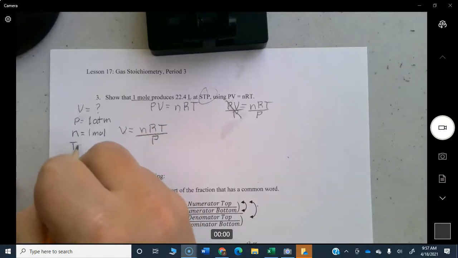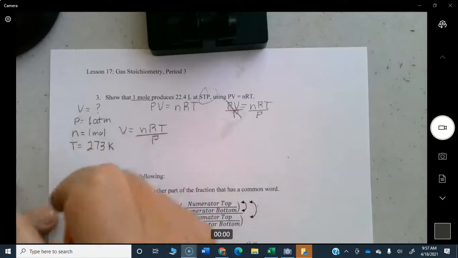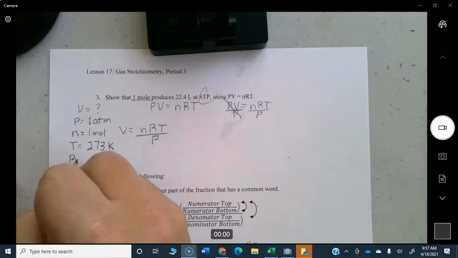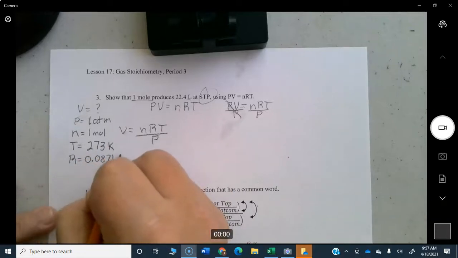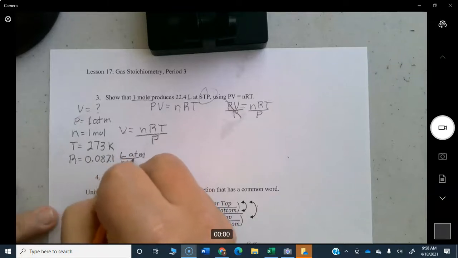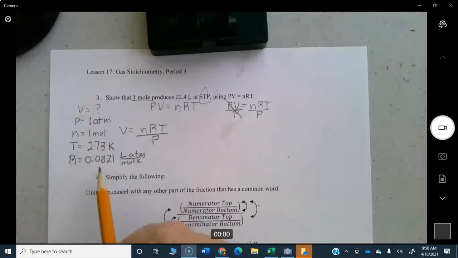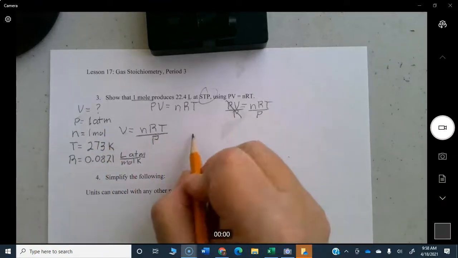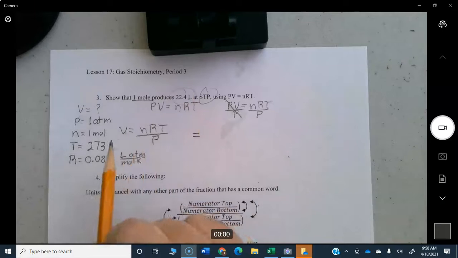Temperature is 0 degrees centigrade. You add 273 to that and you get 273 Kelvin. And the gas constant is, in liter atmospheres over moles Kelvin. So now you just plug each of these knowns into this equation right here. And I'm going to let you do that and verify that you come out with 22.4 liters.